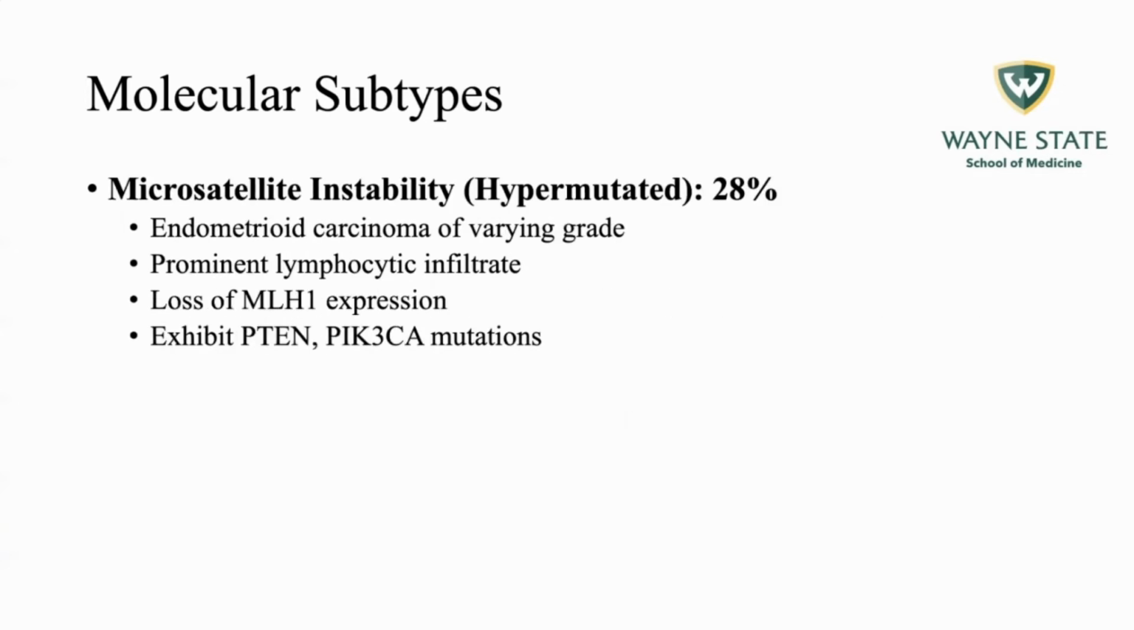The next one is the microsatellite instability, the hypermutated. It's composed of 28% of this cohort, and it can be of varying grade. Grade 1 can be here, 2, or rarely 3. And it has prominent lymphocytic infiltrate, and we have loss of MLH1 most of the time. So there is microsatellite instability, and it exhibits PTEN and PIK3CA mutation.